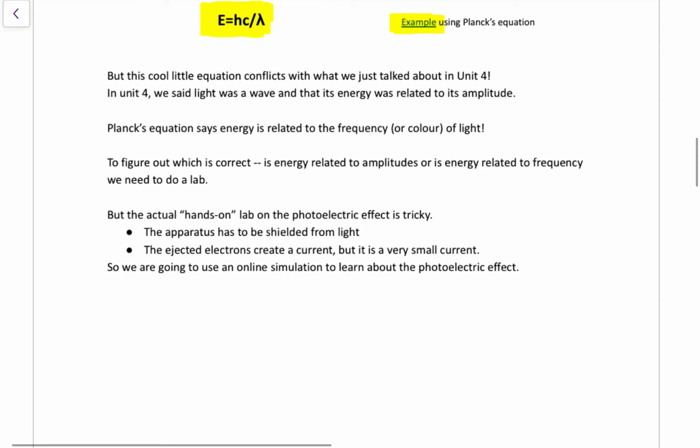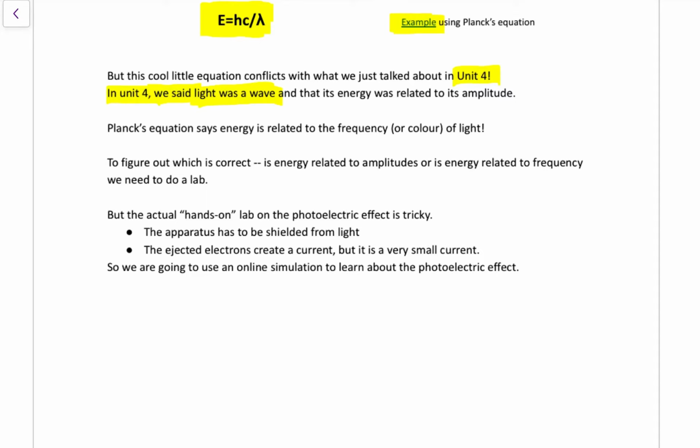However, this cool little equation is a huge conflict with what we talked about in the last unit, the unit we just finished on wave optics. In the wave optics unit, we said light was a wave. That's the only explanation, one of the multiple choices I tend to assign. We know that light is a wave because wave properties are the only way to explain interference. And we did a lab on interference. You didn't get to actually use the equipment, but you'll have to trust me that we used real equipment. It wasn't some sort of weird trickery.